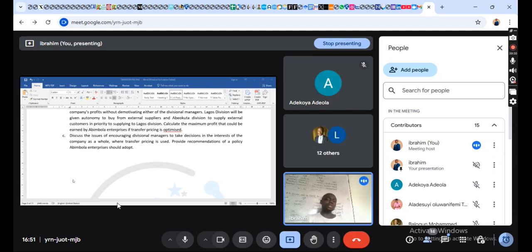And don't forget, they say discuss the issues of encouraging divisional managers. What are the issues? You are trying to encourage divisional managers, but guess what? There may be a conflict of interest between the two divisions. These are the issues they are talking about.